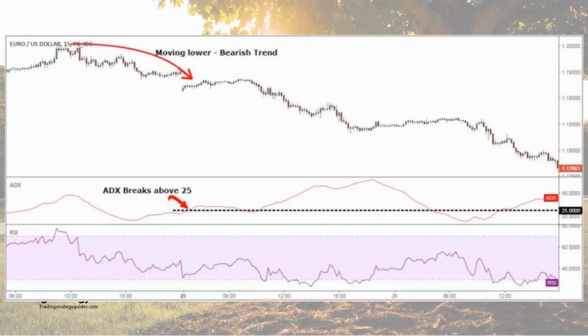As you know, I like to keep things simple, so if the price is heading lower during the last 50 candlesticks, like this example, we're in a bearish trend. Now the next step gives us a sell trigger.